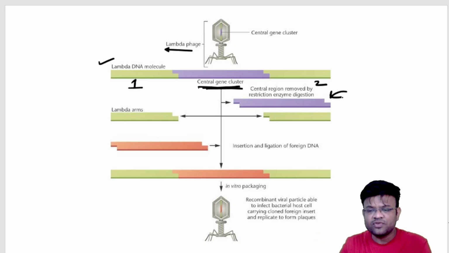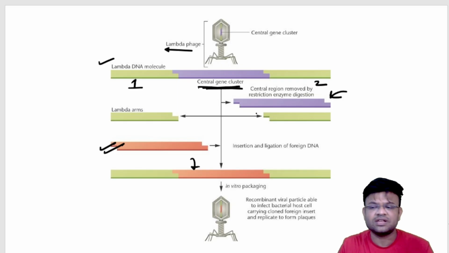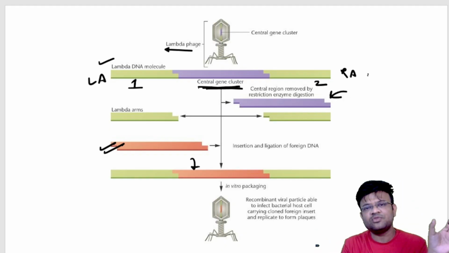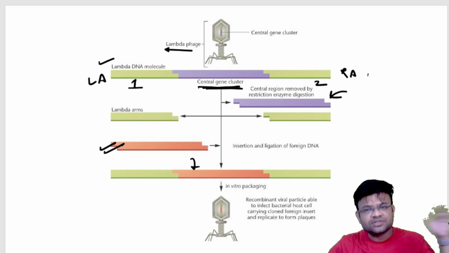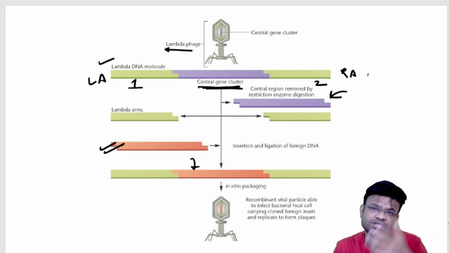The central region is removed. Now what is done is our region of interest, or our gene of interest, is integrated in between the first and the second region. I mean to say the left arm and right arm, not the first and second region. So between the left arm and right arm, your gene of interest is integrated. In this way, we can integrate a larger size of the gene of interest. This is an important thing that you must understand. So this is the concept.